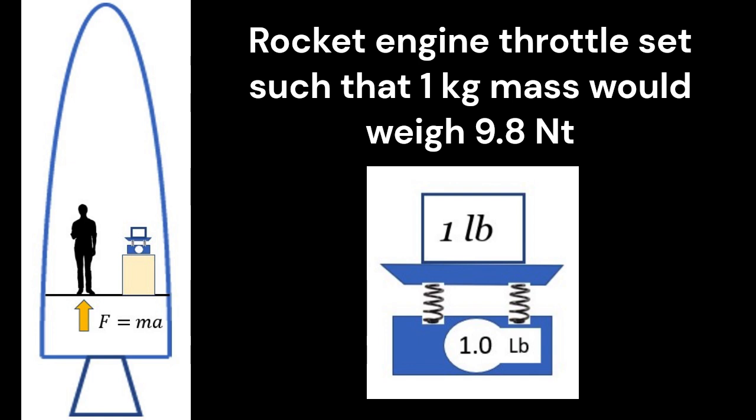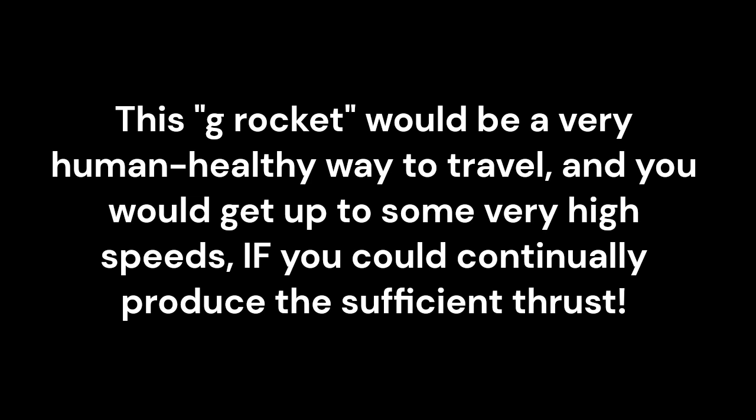Or if you wanted to work in pounds, you could take a mass that weighed 1 pound on Earth, put it on the scale, and set the throttle to read 1 pound. You'd be creating the same acceleration that would produce normal weights in your rocket ship, Earth normal weights. This 1 G rocket would be a very human healthy way to travel, and you would get up to some very high speeds before too long if you could continually produce the sufficient thrust to maintain that acceleration. You'd need some really advanced rocketry.